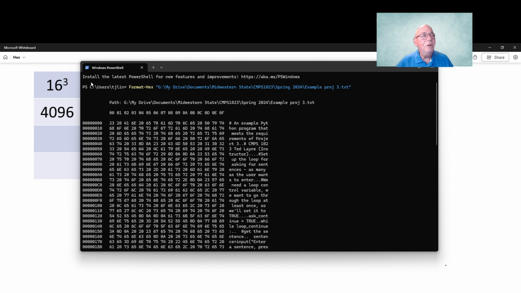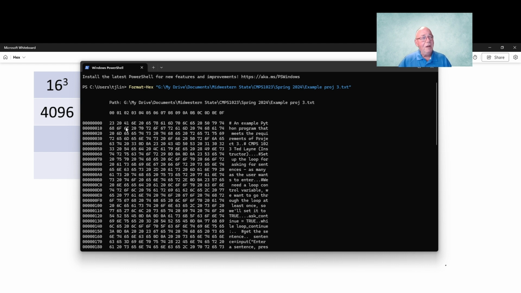What you see above is the command line. All of this up to where it says TJLN with the caret symbol is just the prompt. The command itself is format-hex, in yellow, and then in the quotes I included the complete locator for the file itself, in the drive directories and then the actual file. This happened to be a file I had prepared for last year, when we were in the Python programming segment.